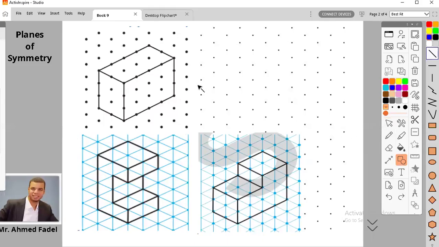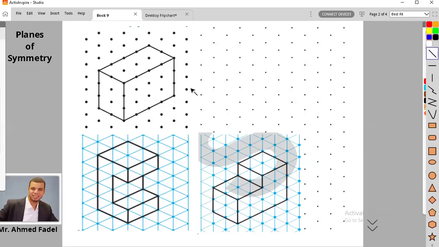In today's lesson, we're going to learn how to draw 3D shapes on an isometric paper and also how to draw the planes of symmetry. We're going to start with a simple shape like the cuboid over here. We're just going to copy it and learn how to draw it on an isometric paper.